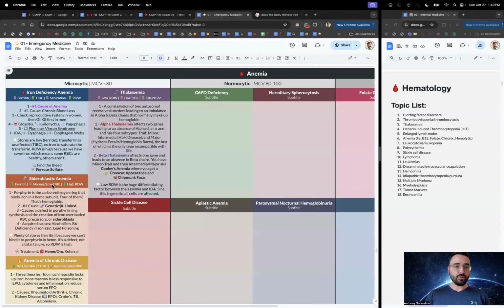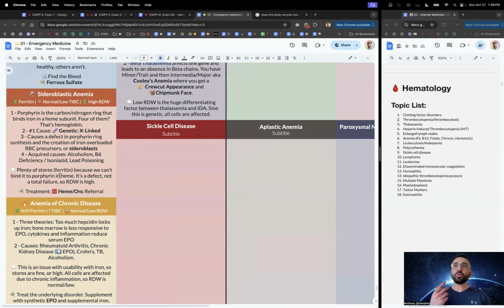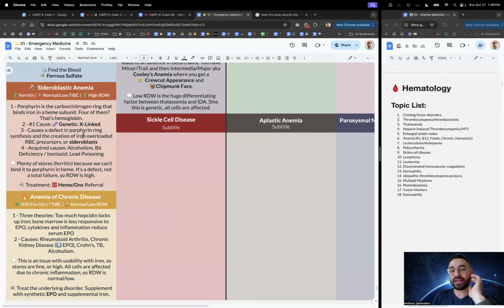So still with a microcytic anemia, we have sideroblastic. This is an issue with porphyrin. A porphyrin ring is the actual architecture that goes into hemoglobin, because you have the four heme subunits, and in heme, it's an actual ring with iron bound to nitrogen. In this case, and this is a genetic issue, you're not able to make those rings. All right, so there's a defect in porphyrin rings.